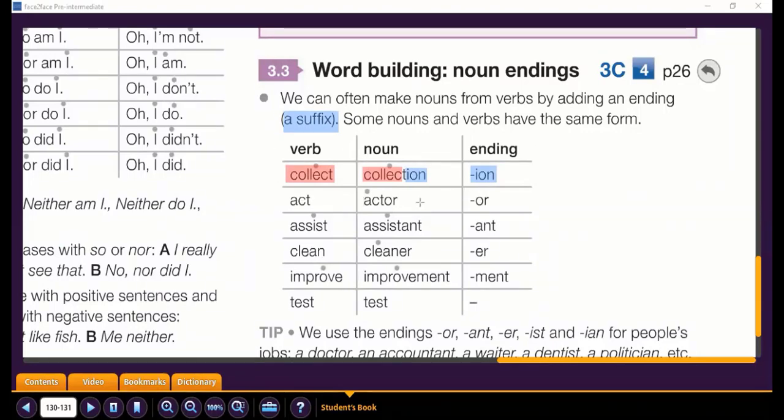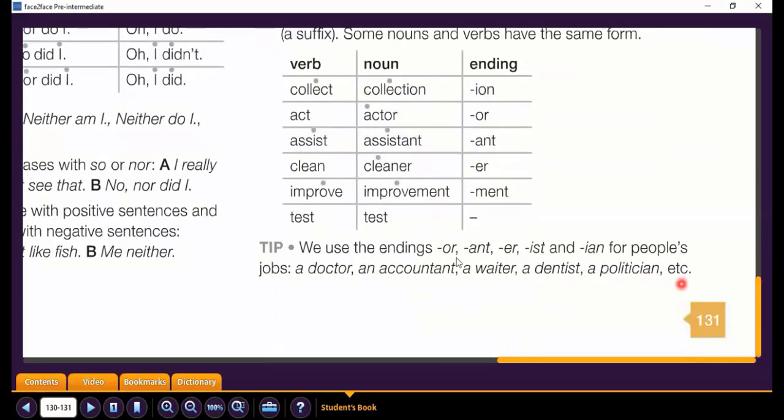Here, act, actor, so we have O-R. Assist, assistant, we add A-N-T. Clean, E-R. Improve, improvement, we add M-E-N-T. Test, test, we don't add anything. Sometimes the verb and the noun are the same. So we use the endings O-R, A-N-T, E-R, I-S-T and I-A-N for people's jobs, like a doctor, an accountant, waiter, dentist, and politician.